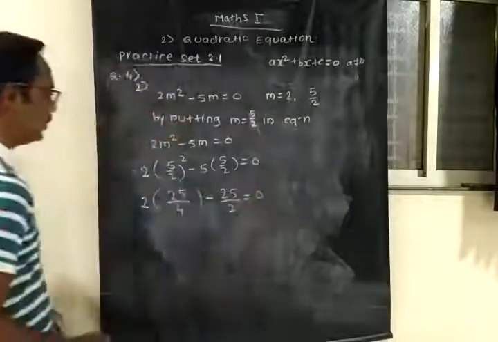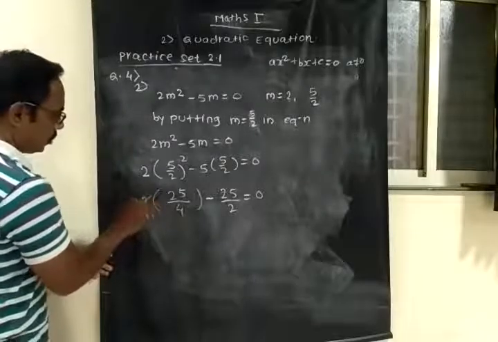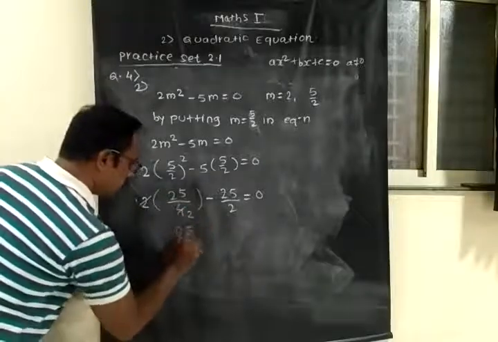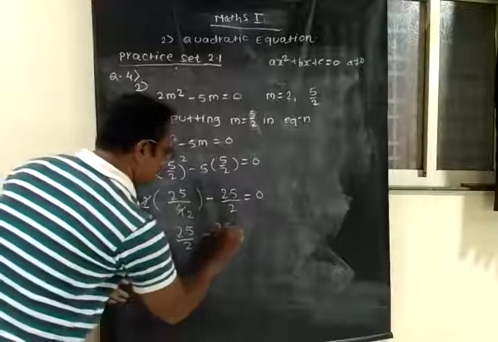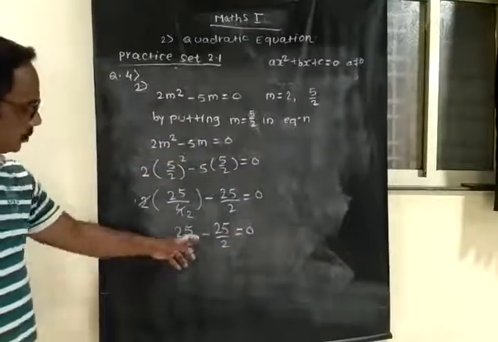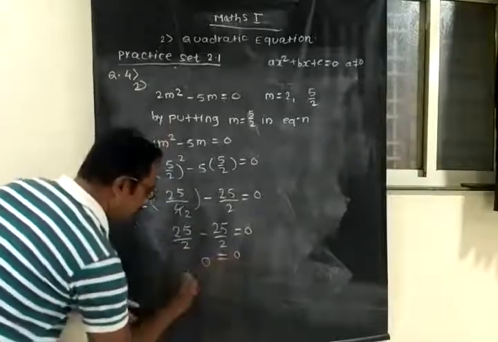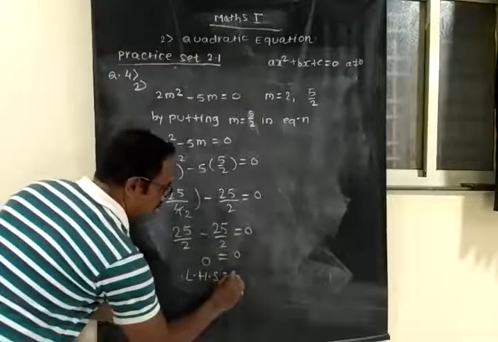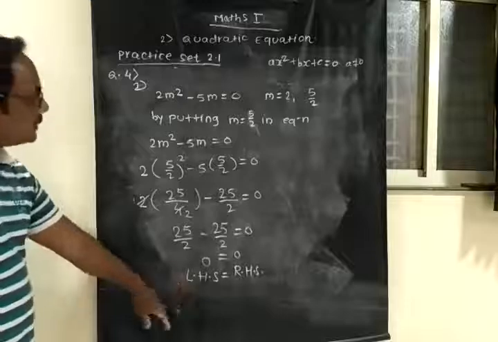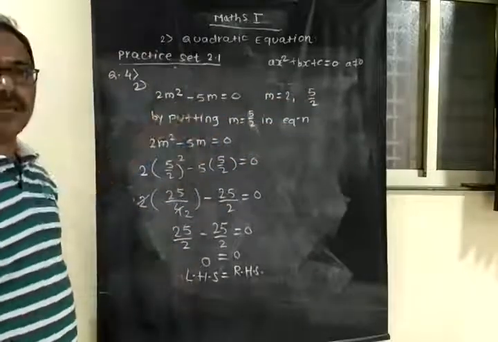Is equal to 0. Now we can simplify this. 2 1s are 2, 2 2s are 4. So here 25 upon 2 minus 25 upon 2 is equal to 0. 0 is equal to 0. That means left hand side is equal to right hand side. Therefore, we can say that 5 upon 2 is the root of the given equation 2m square minus 5m is equal to 0.